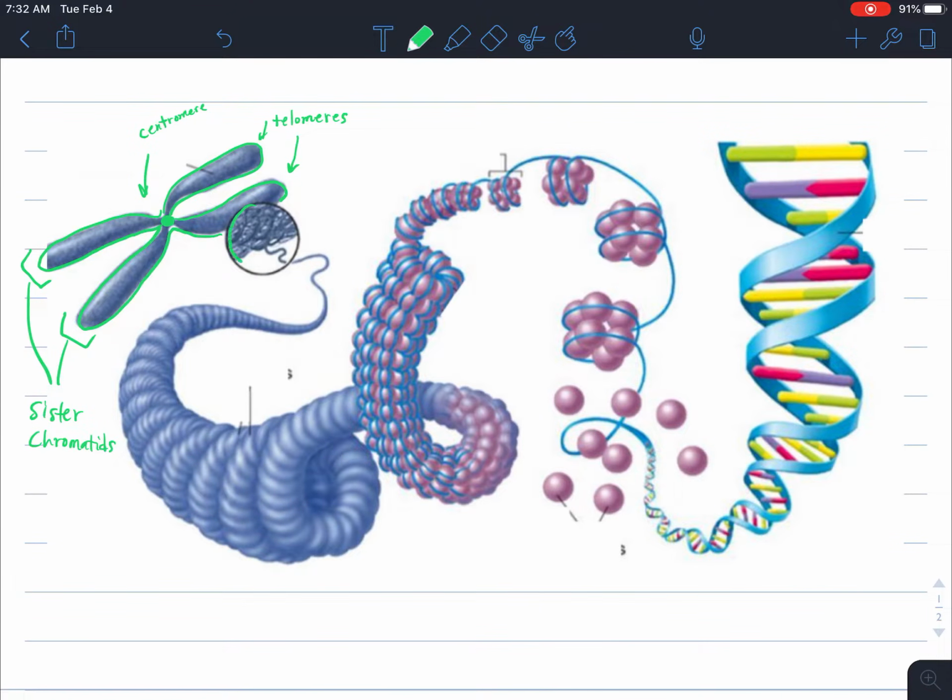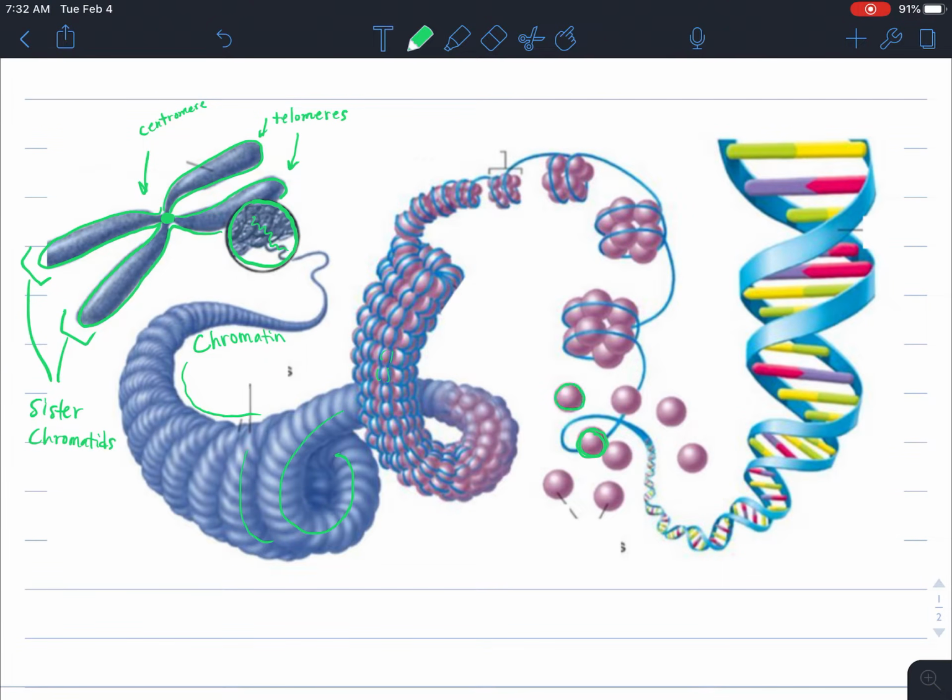Well, if we zoom on in then to that chromosome, you can see all of this stuff. And if you remember, this is what we call chromatin. And I can prove that because if we keep following it along, you see it's this thread-like structure. And if we zoom in even further, all of this blue here is all DNA that's wrapped around these spheres. And these pink spheres here, these are our histone proteins. So make sure you label each of these things on your page.